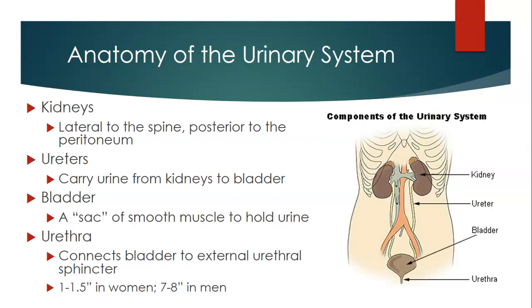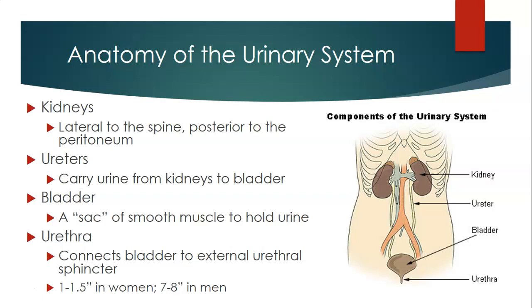Brief overview of the components of the urinary system. We have the kidneys. They are our red bean-shaped organs. They lie behind the abdominal peritoneum and against the deep muscles of the back. They are level with about the 12th thoracic and 3rd lumbar vertebrae.